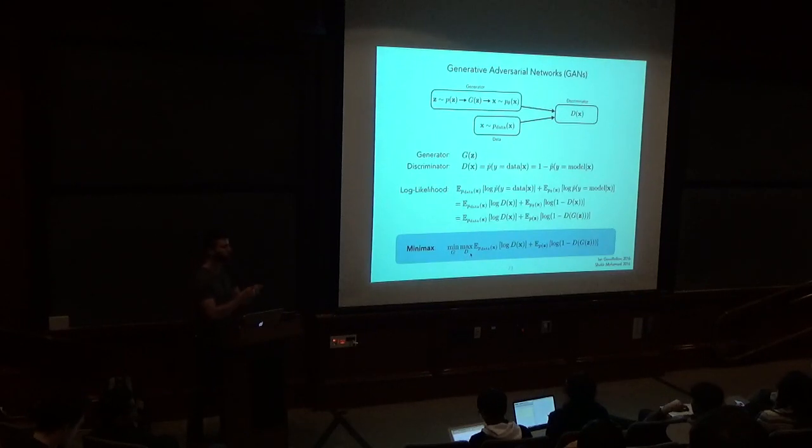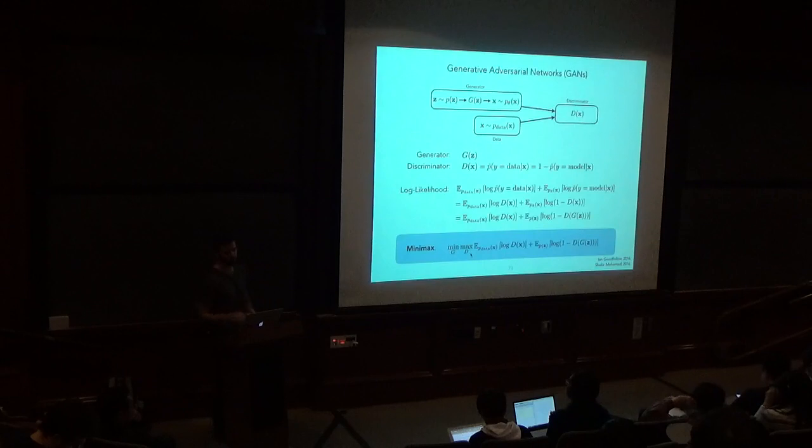So you're trying to train your discriminator to classify between these two distributions as well as possible. And you're trying to train your generator simultaneously to essentially make these distributions as indistinguishable as possible. And so you're essentially trying to fool the discriminator into thinking that the generated samples are from the real data distribution.